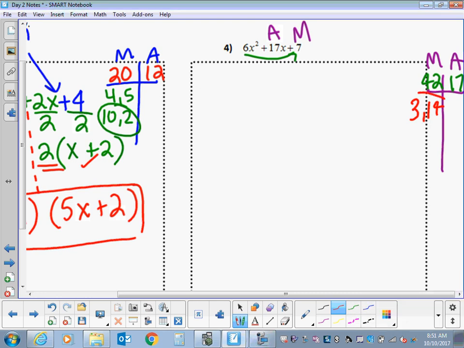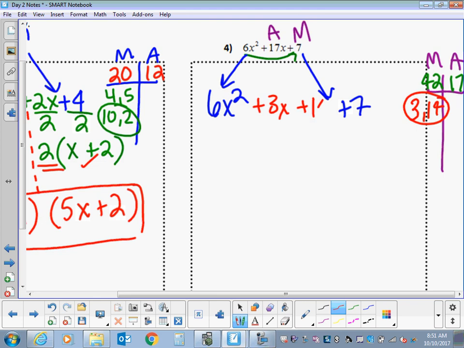Alright, so my factors are 3 and 14. We all understand this part, right? Alright, what do I do from here? Pull down my first, 6x squared, pull down my last, which is plus 7. Alright, now what? That goes in the middle, so 3x plus 14x. Alright, well then what? Split it down the middle. Alright, GCF of the left side is going to be what? 3x.